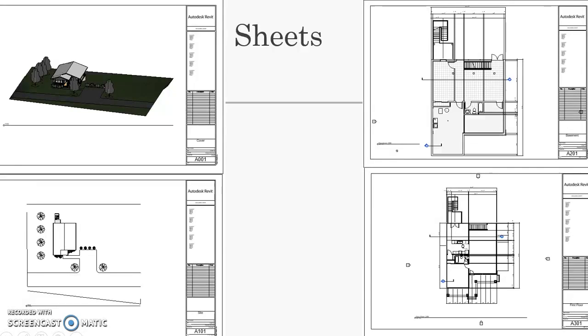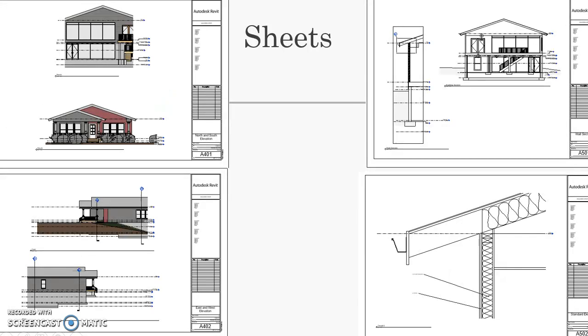For this project, I created 8 sheets. The cover sheet is in the top left corner, the site is right underneath it, in the top right corner is the basement, and the first floor is right underneath that one. In the top left corner is the north and south elevations, and right underneath it is the east and west elevations. In the top right corner are the wall sections, and right underneath that one is the standard details.